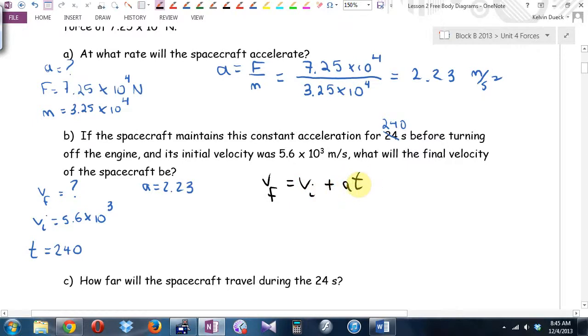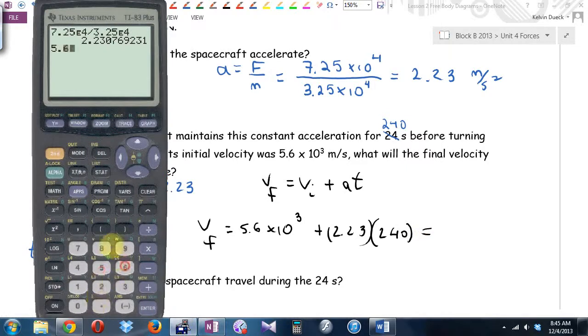So it's going to be what was vi? 5.6 times 10 to the 3rd plus 2.23 times 240. 5.6 times 10 to the 3rd plus 2.23 times 240. Did I type that right? 5.6, scientific notation button, 3, that looks right. You get, I guess, 6.1 times 10 to the 3rd?